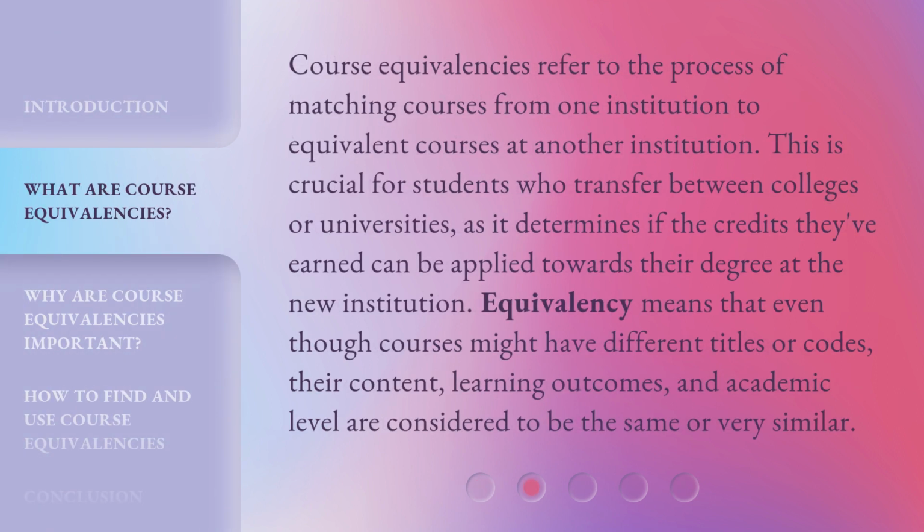Course equivalencies refer to the process of matching courses from one institution to equivalent courses at another institution. This is crucial for students who transfer between colleges or universities, as it determines if the credits they've earned can be applied towards their degree at the new institution. Equivalency means that even though courses might have different titles or codes, their content, learning outcomes, and academic level are considered to be the same or very similar.